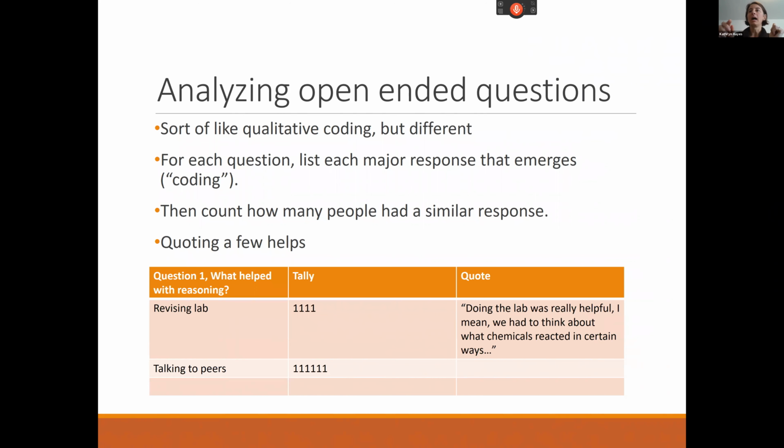And then I put a quote that exemplifies that particular category, or even two or three quotes. This becomes such a great grounding for your findings, because you can say things like, most of the teachers, or a good portion of the teachers, talked about revising the lab as being helpful for facilitating student reasoning. For example, one teacher said, and then you have the quote.